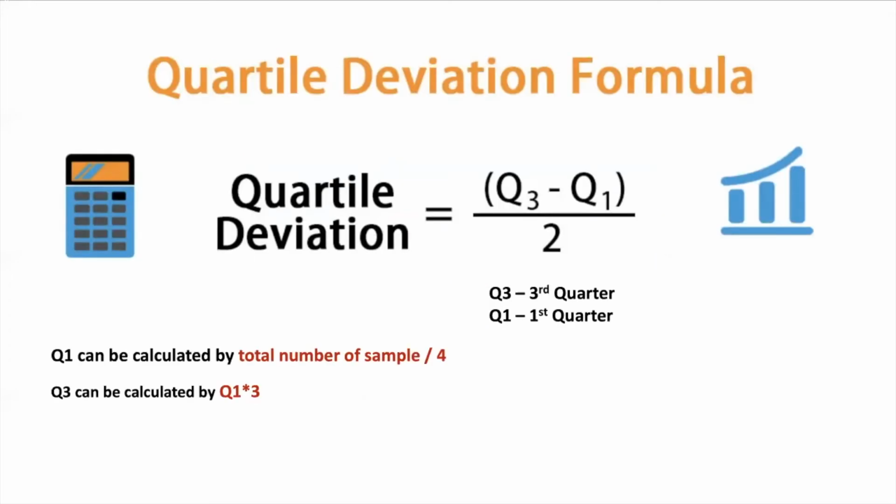Now we will look into another type of absolute measure, which is quartile deviation. As the name suggests, quartiles are values that divide our list into quarters. And for quartile deviation, the formula is simply half of the distance between quartile 3 and quartile 1. So you can look into the formula, which is (Q3 minus Q1) by 2, where Q3 is the third quartile and Q1 is the first quartile. So now you all are wondering how to calculate Q1 and Q3. Q1 can be calculated by total number of samples by 4, because there are 4 quarters, and Q3 can be calculated by Q1 into 3.